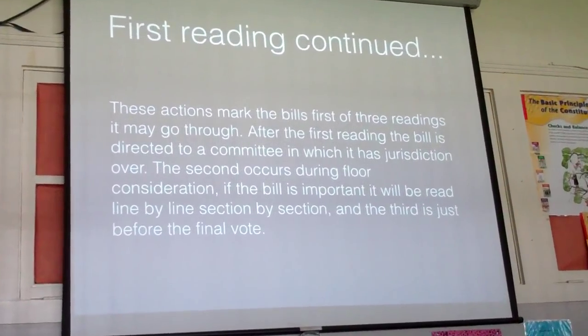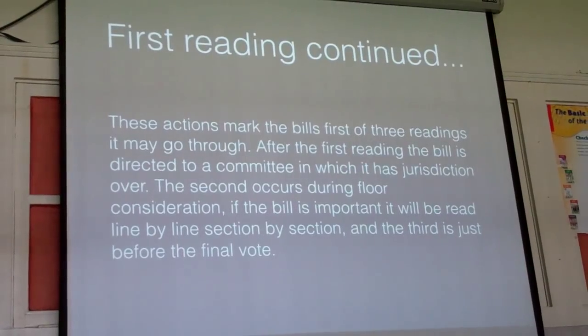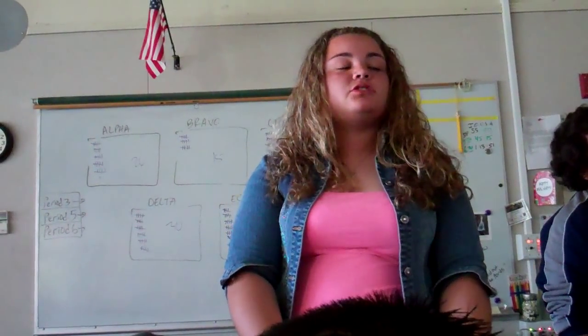These actions mark the bill's first of 3 readings. After the first reading, the bill is directed to a committee that has jurisdiction over it. The second occurs during floor consideration. If the bill is important, it will be read line by line, section by section, and the third is just before the final vote.